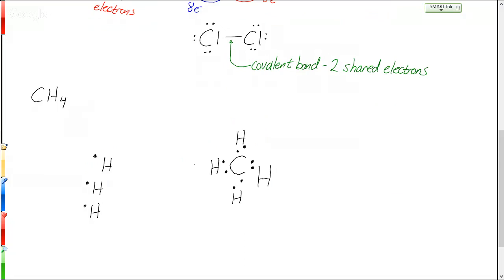So most atoms below, except for hydrogen at the top, want 8 electrons in their valence shell. That's called the octet rule. That fills up the bucket and makes them especially stable.